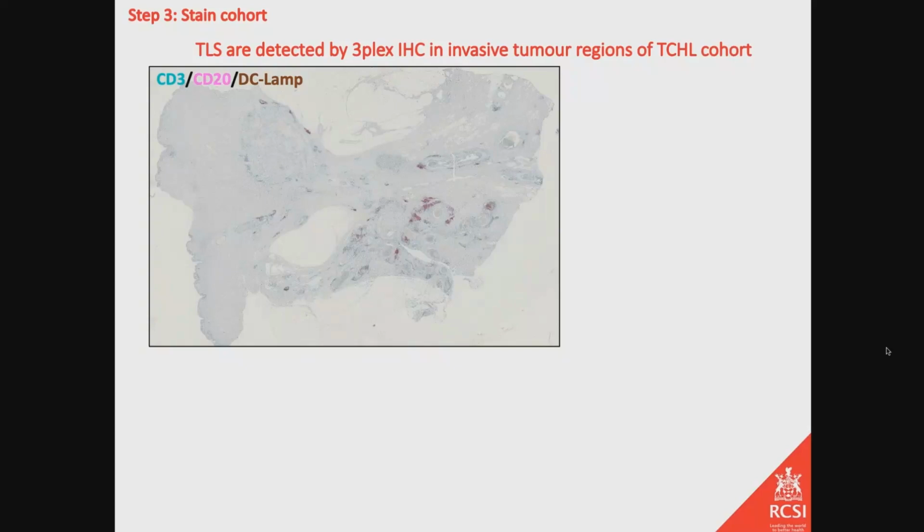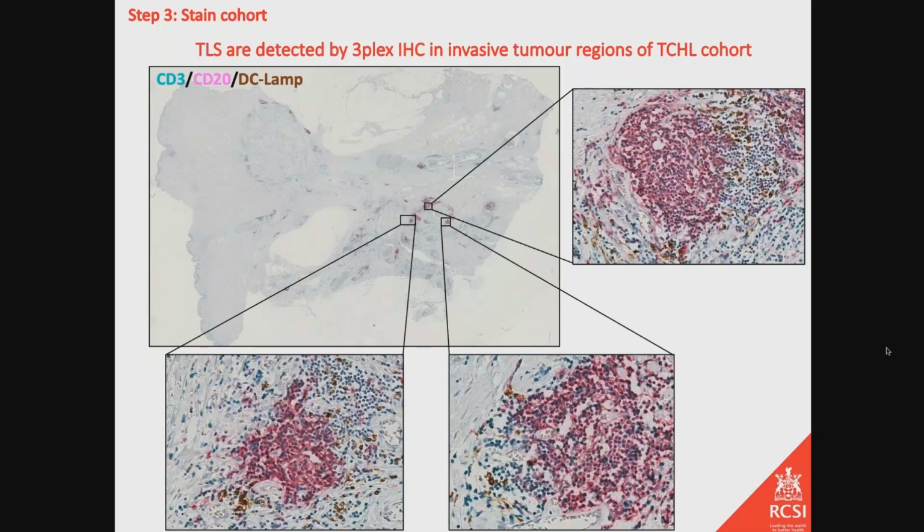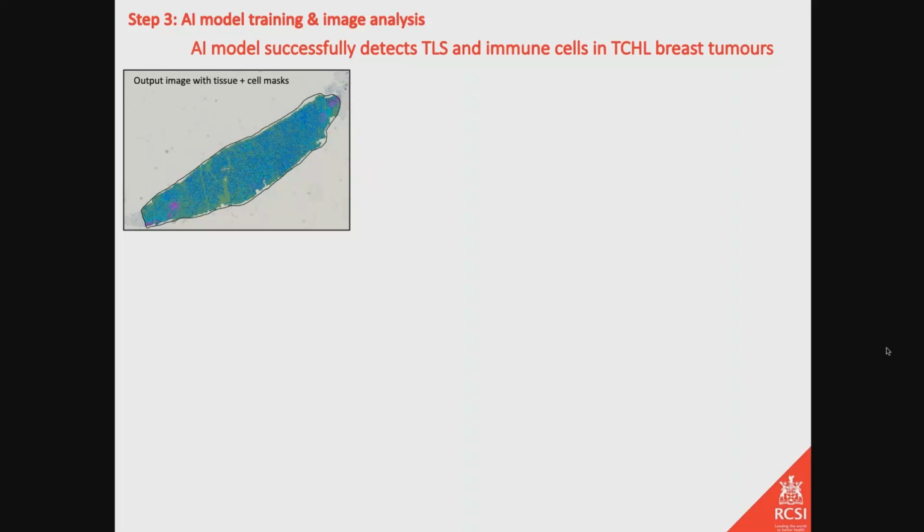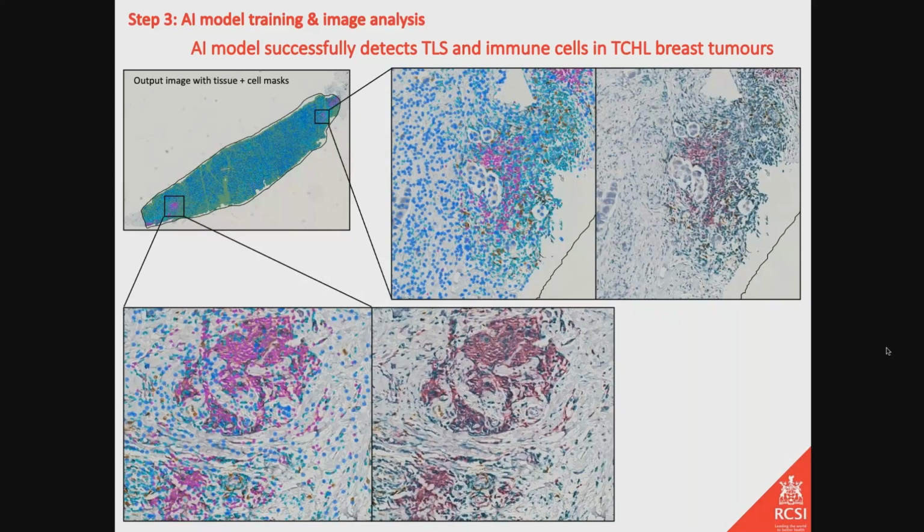And this is just an example of a surgical resection. If we zoom in on some regions, we can see the different immune subpopulations and tertiary lymphoid structures being detected. So once the whole cohort is stained and scanned, the next step is AI model training and image analysis, which of course I'm going to go into in more detail. This is just to give you an overview.